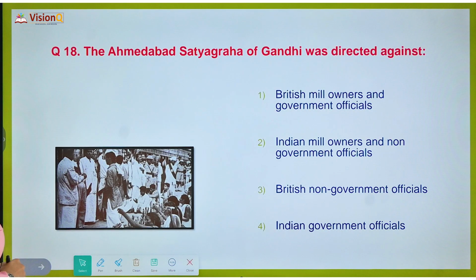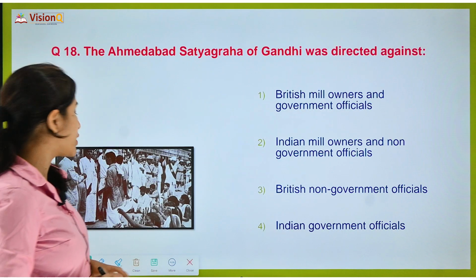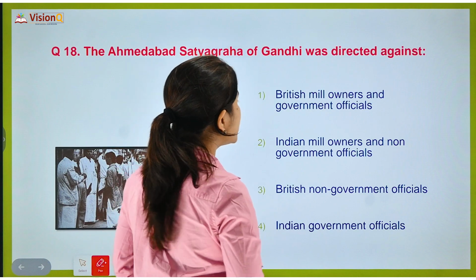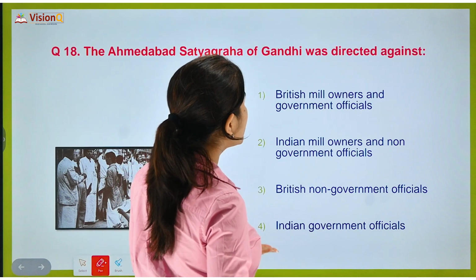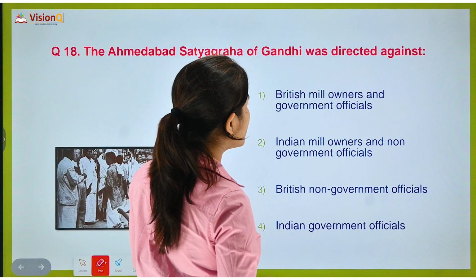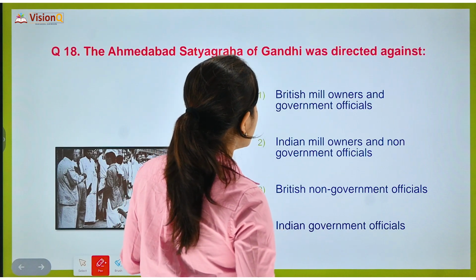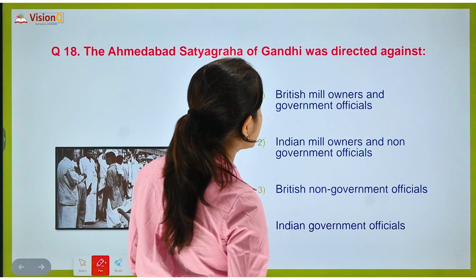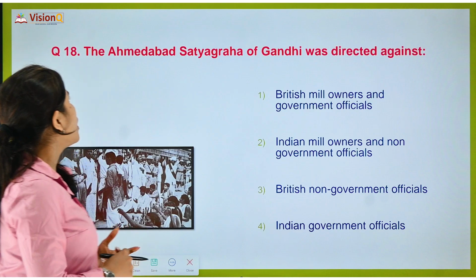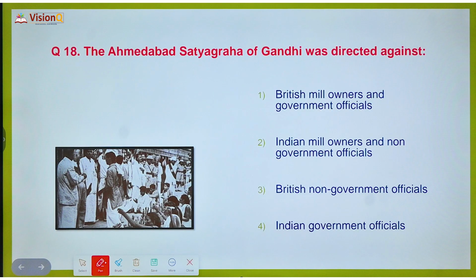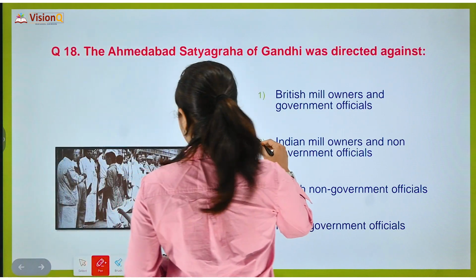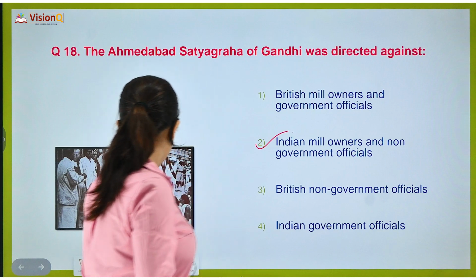Moving to the next question, the Ahmedabad Satyagraha of Gandhiji was directed against. The options are British mill owners and government officials, Indian mill owners and the non-government officials, British non-government officials and Indian governmental officials. The Ahmedabad Satyagraha of Gandhi was related to, as we have seen, the Indian mill owners and the non-government officials. So the answer to this question is 2.